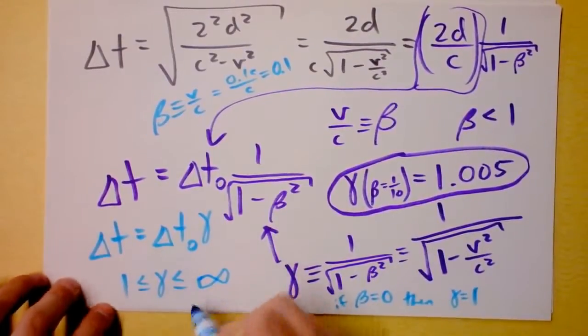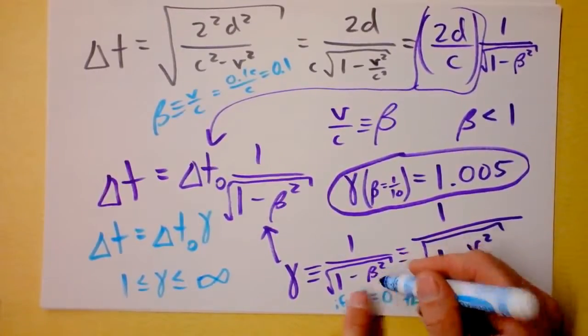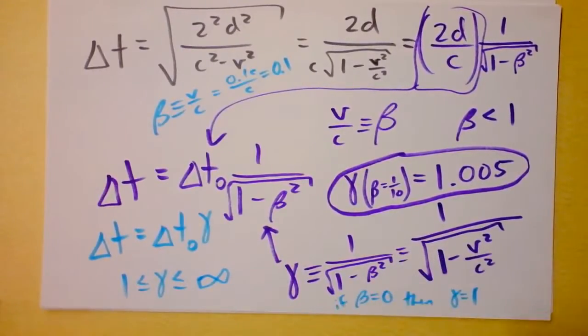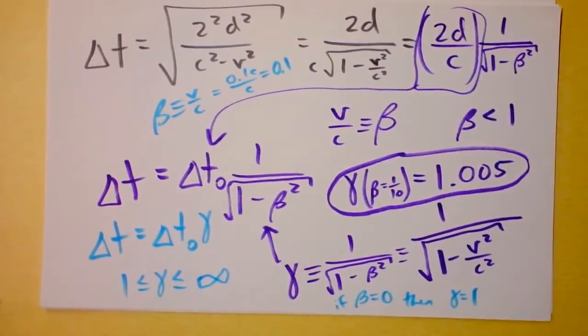Could it be equal to infinity? Well, maybe. I guess if beta were actually 1, then we would have infinity over here. So I guess that's if things are moving at the speed of light. The speed of light has an infinite gamma. Yeah, I said it. Deal with it.